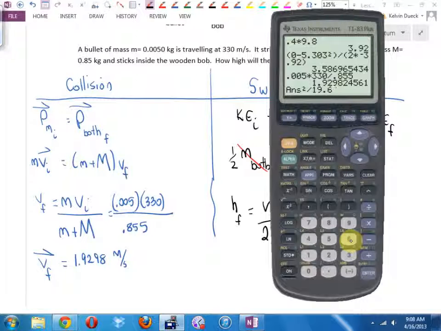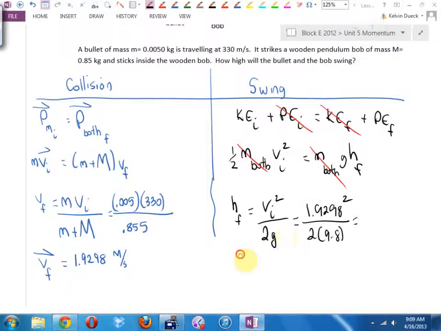What about the negative? Hey, we're back in energy now. We're in scalar land now. I don't want a negative height. And I get 0.19 meters, 19 centimeters. Yeah, enough who can measure that. Okay?